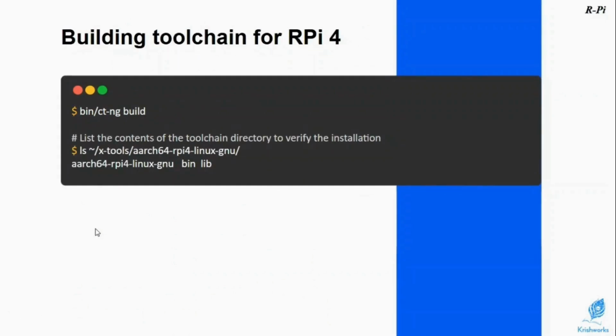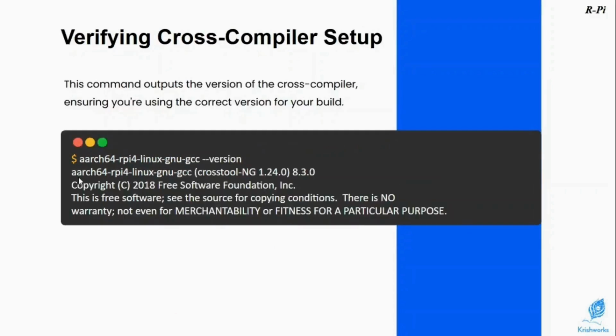After customization, let's build with the following command and then list the contents of the toolchain directory to verify the installation. Verifying cross-compiler setup. This command outputs the version of the cross-compiler, ensuring you are using the correct version for your build.